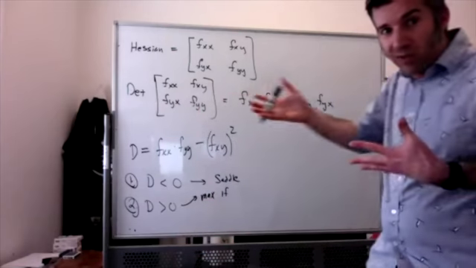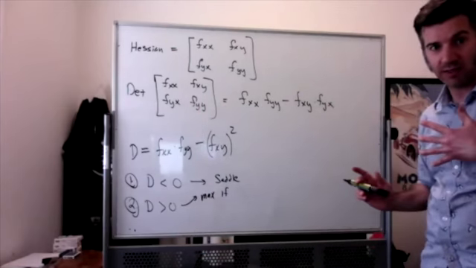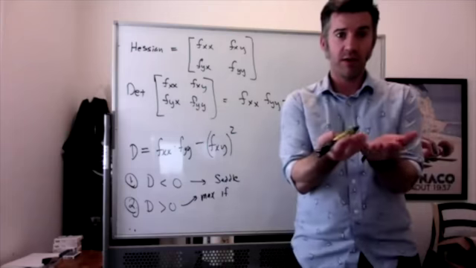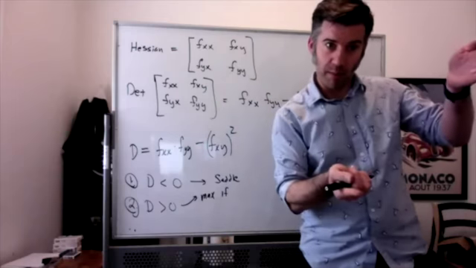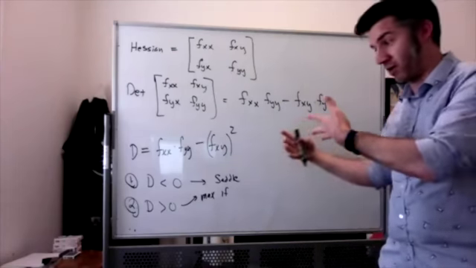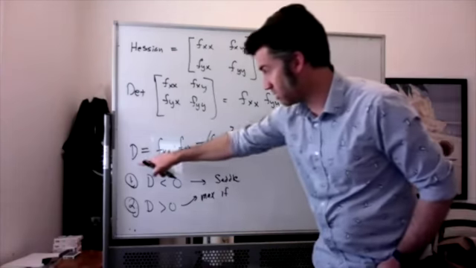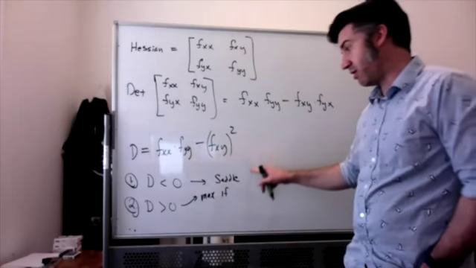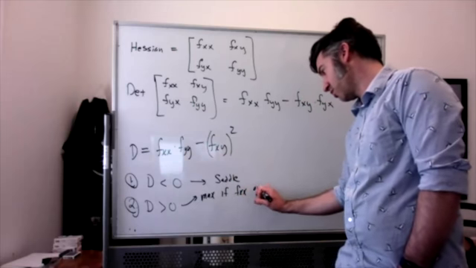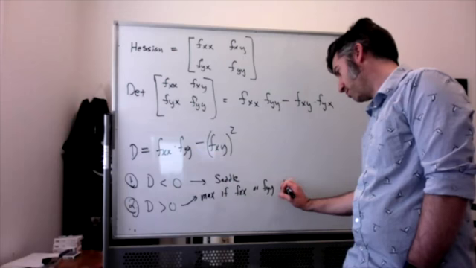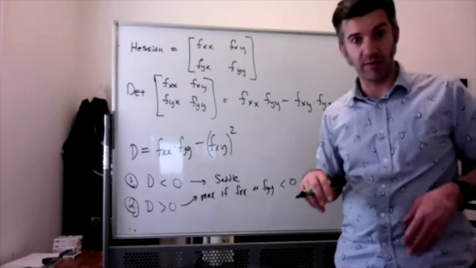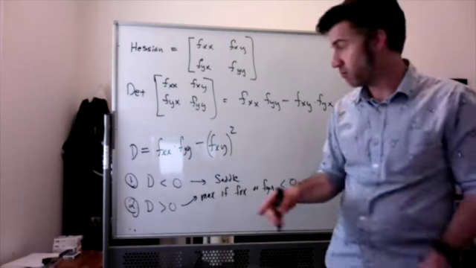So remember back in 21A, when we did the second derivative test for a relative extrema, and we said, oh, the second derivative is positive, it's concave up, you have a minimum. Second derivative is negative, it's concave down, you have a maximum. That is what we are saying right here. If this quantity is positive, then you have a maximum if either fxx or fyy are negative, because the second derivative will be negative, concave down, maximum.